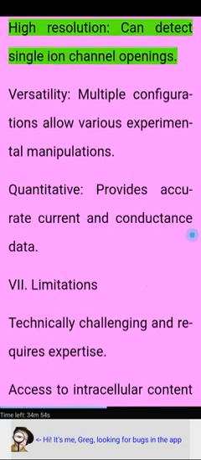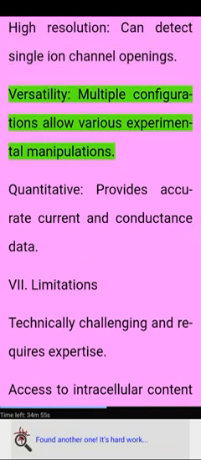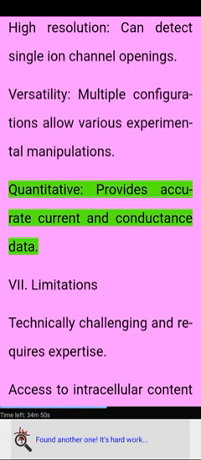The advantages. High resolution, can detect single ion channel openings. Versatility, multiple configurations allow various experimental manipulations. Quantitative, provides accurate current and conductance data.